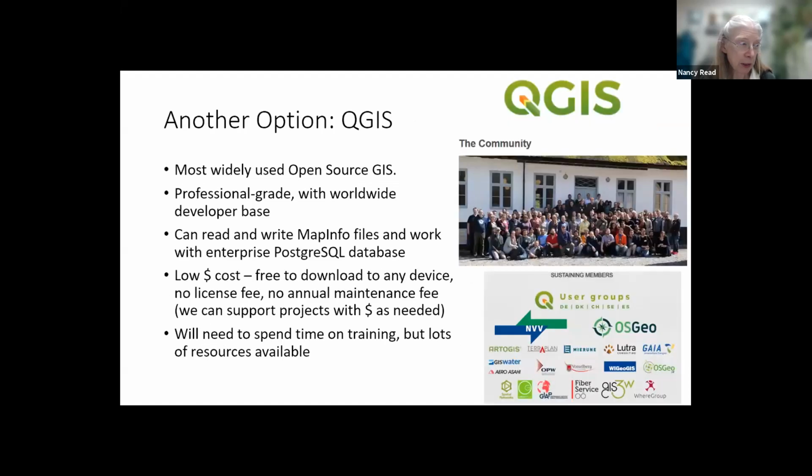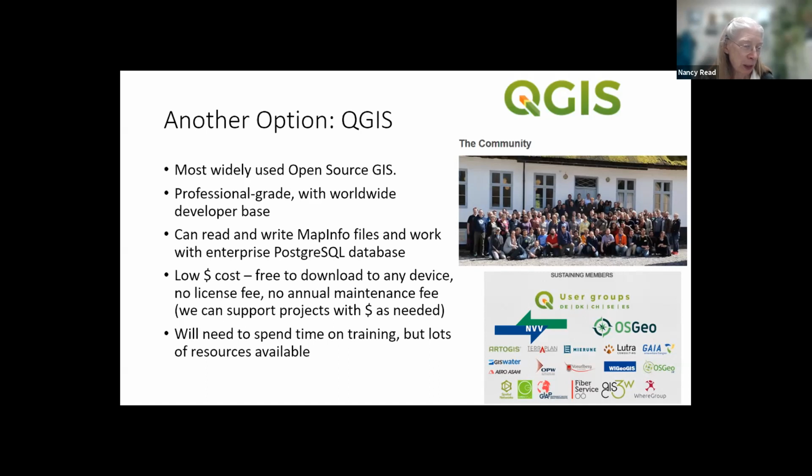And so we started looking at another option, QGIS. It's the most widely used open source GIS. It's professional grade, with a worldwide developer base. It can read and write MapInfo files and works very well with our enterprise PostgreSQL database. It's low cost, free to download, no license fee, no annual maintenance fee. As an open source project, I don't want to say it's totally free because open source works because people do contribute at some point, but there was a lot more flexibility in the payments.